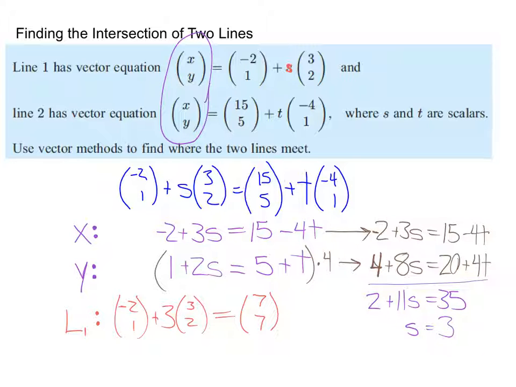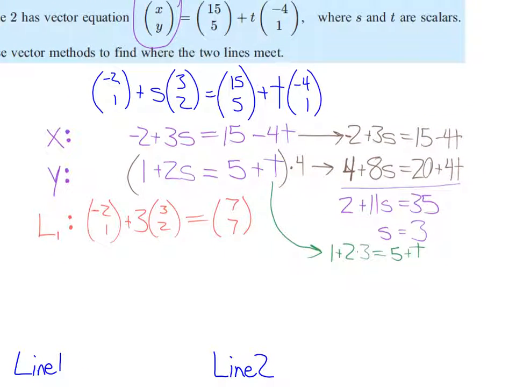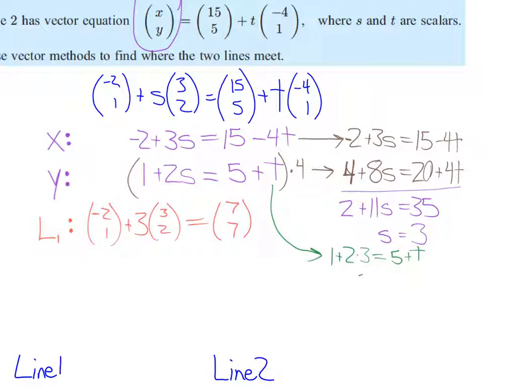So, assuming we did everything correctly, we've got the right answer. I do want to, though, confirm this by finding out what t would equal. So let's look at the value of t. If s is 3 and I go back to, say, this equation right here, I have 1 plus 2 times 3 equals 5 plus t. So 1 plus 6 is 7. 7 minus 5 is 2. So I know that t equals 2.